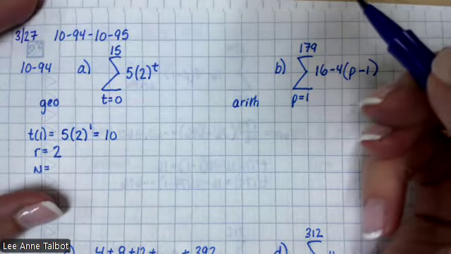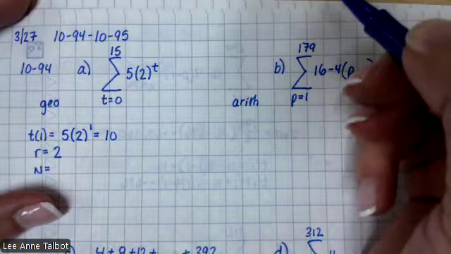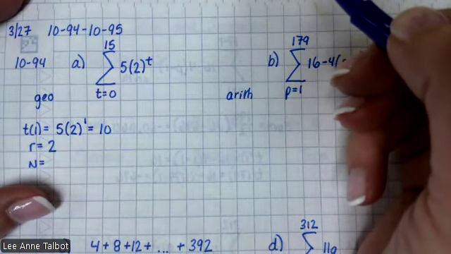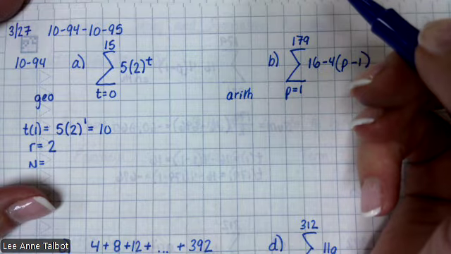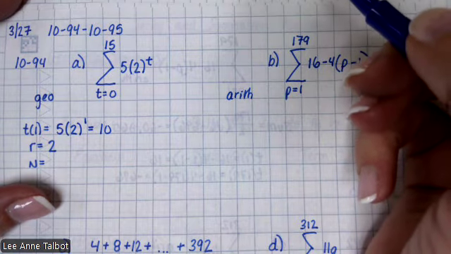And then this is a little bit spicy. What is n? And the answer is not 15.